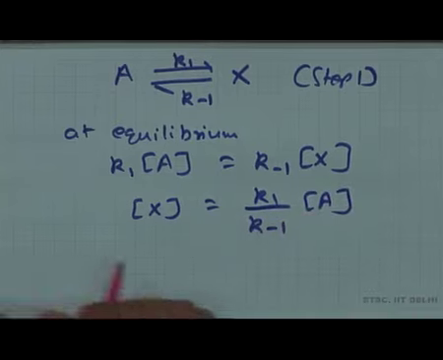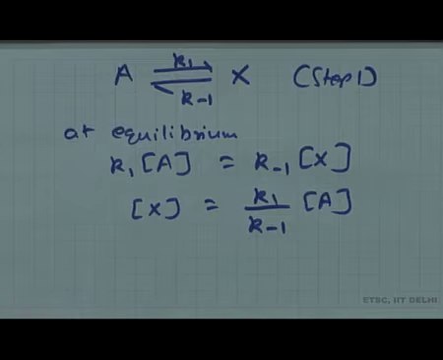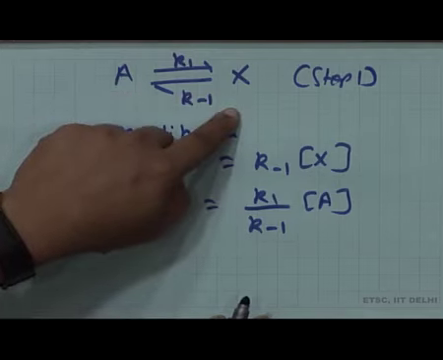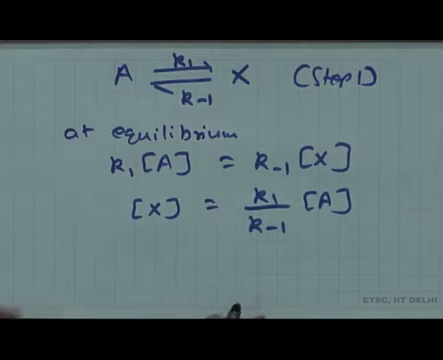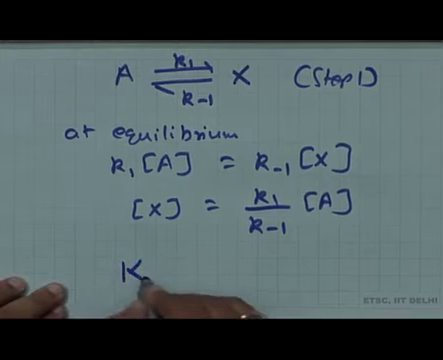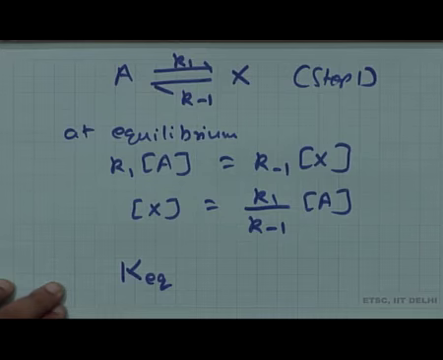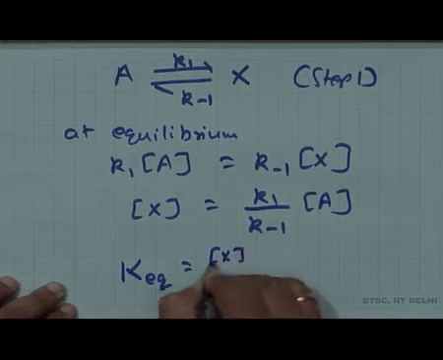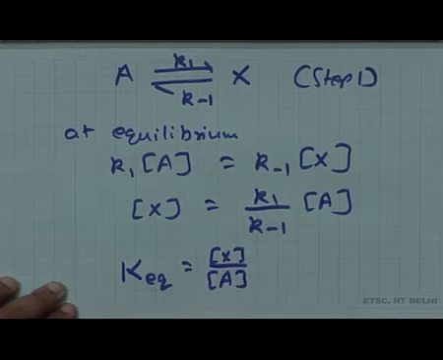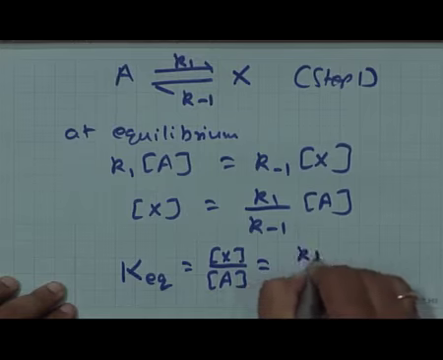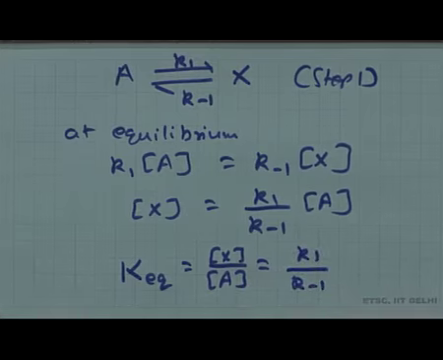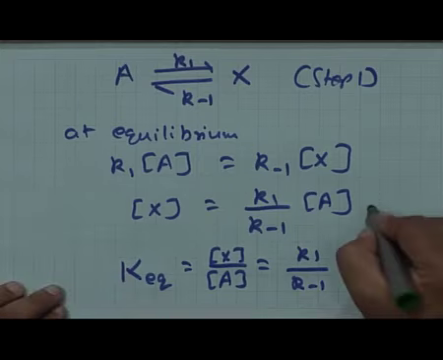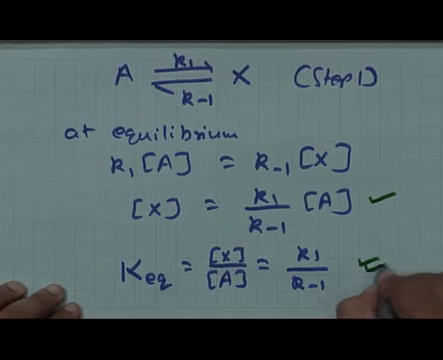Now this is an extremely important step. Also remember, if this is an equilibrium situation, then I am going to have an equilibrium constant. So the equilibrium constant can be the big K, the K equilibrium constant. The K equilibrium constant from this one is what? It is equal to concentration of x over concentration of A, which is equal to K1 over K minus 1. So you see you have two very interesting forms. One is this and the second one is this.